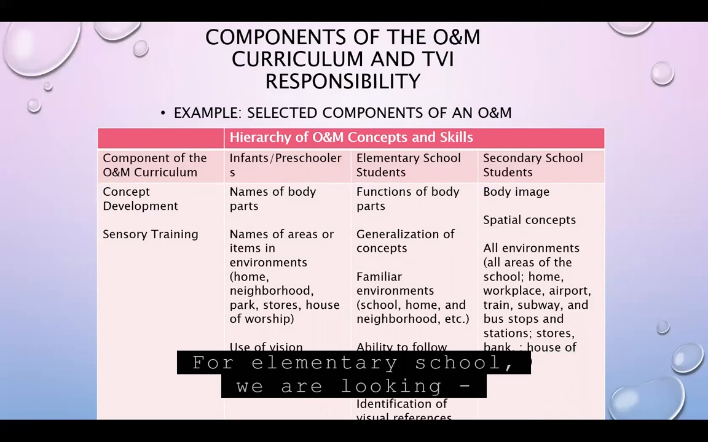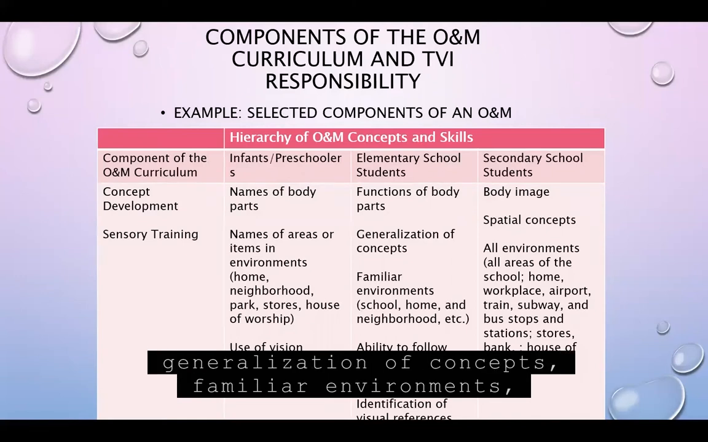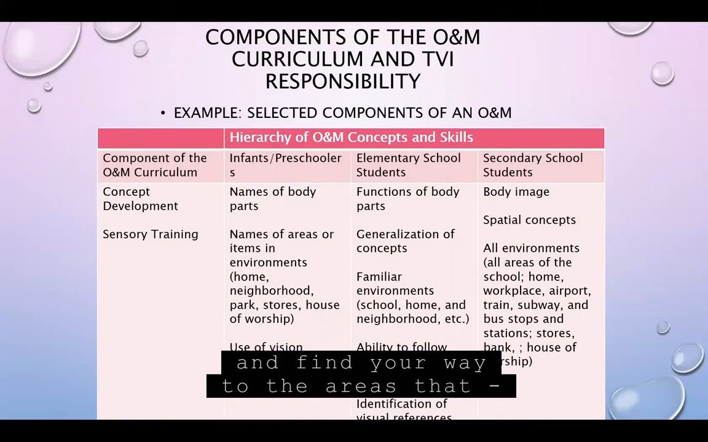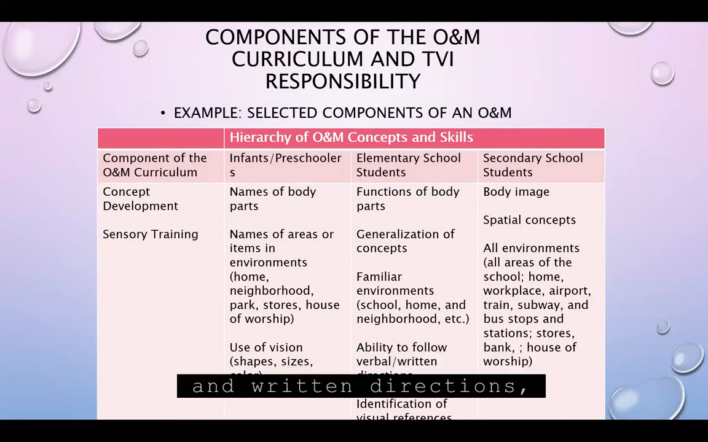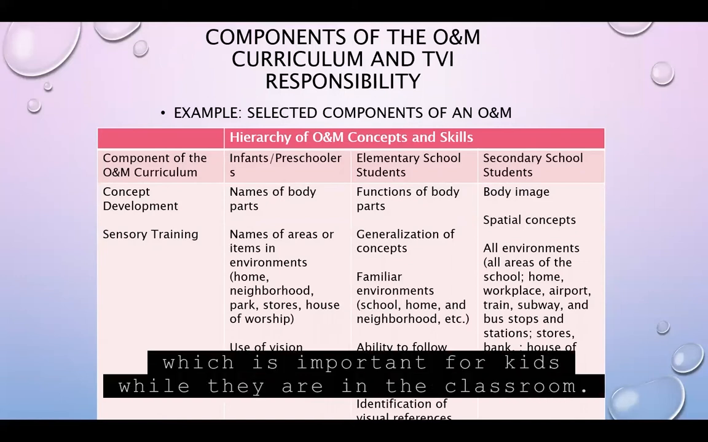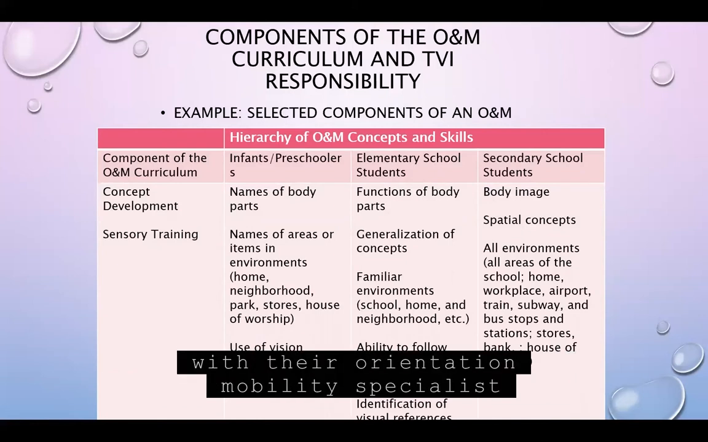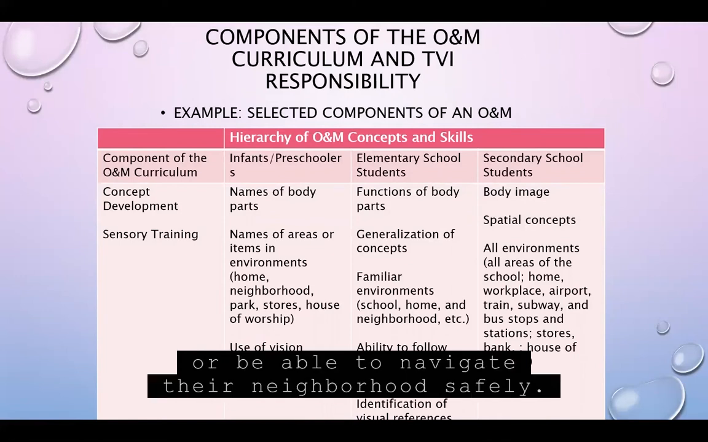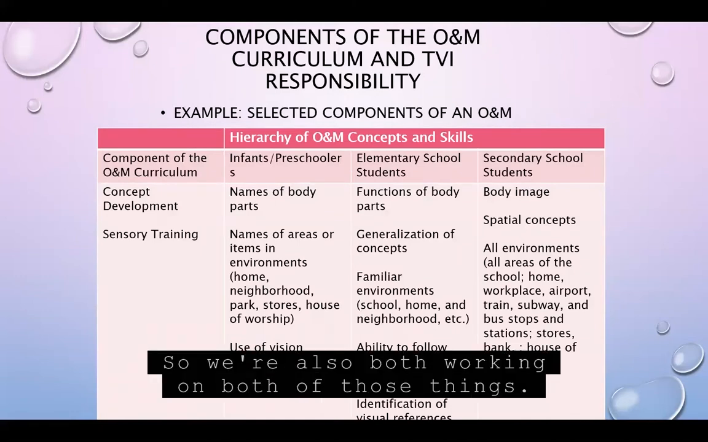For elementary school, all of us are looking for functions of body parts, generalization of concepts, familiar environments, being able to navigate those familiar environments and find your way to the areas or facilities that you need, especially at school. We're looking for the ability to follow verbal and written directions, which is important for kids while they're in the classroom, but also when they're outside of the classroom with their orientation mobility specialist, so that they can cross streets safely or navigate their neighborhood safely. And then, of course, identification of visual references. So we're both working on both of those things.